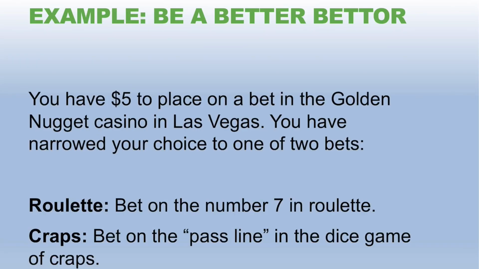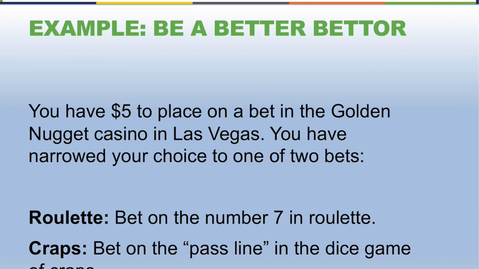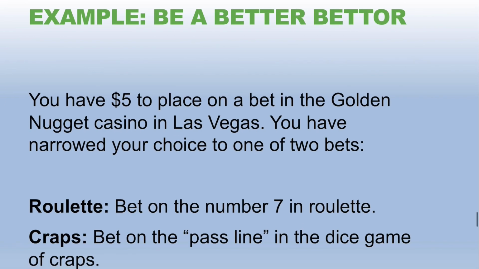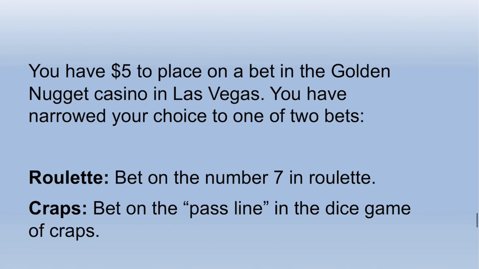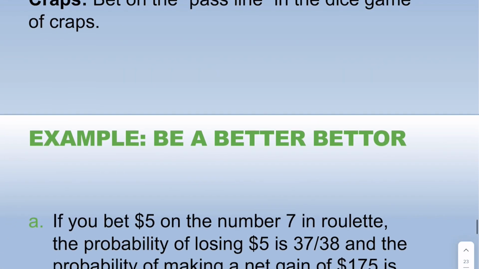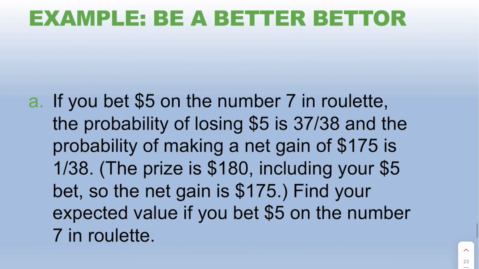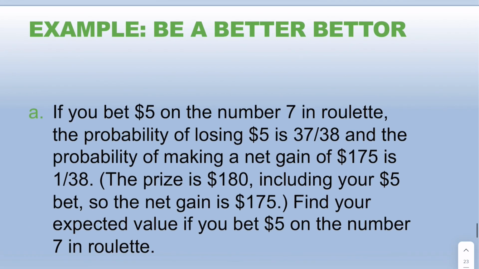Yep. So there you go. Okay, so if we look at this example, be a better. You have $5 to place on a bet in the Golden Nugget Casino in Las Vegas. You have narrowed your choice to one of 2 bets. Okay, so you can either go to the roulette table and bet on number 7 in the roulette, or you could go to the craps table and bet on the pass line, whatever that means, in the dice game of craps.